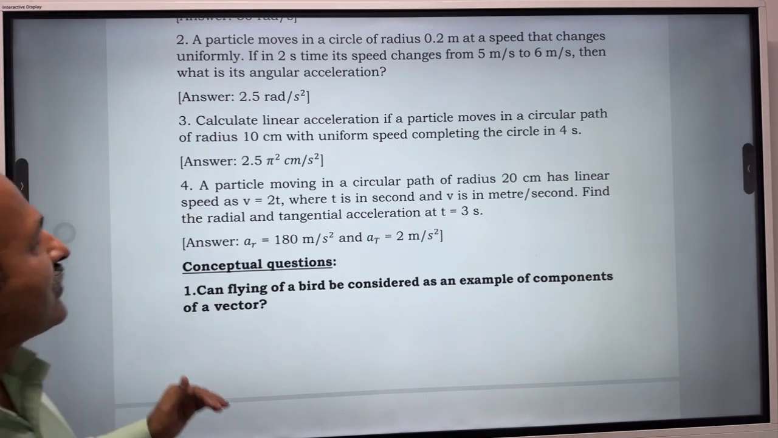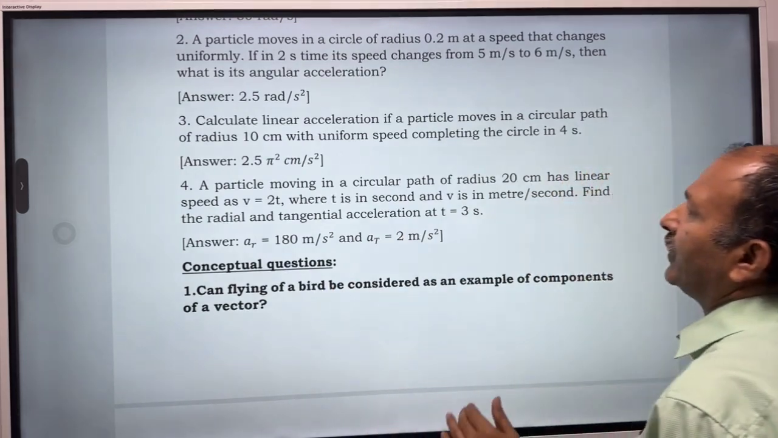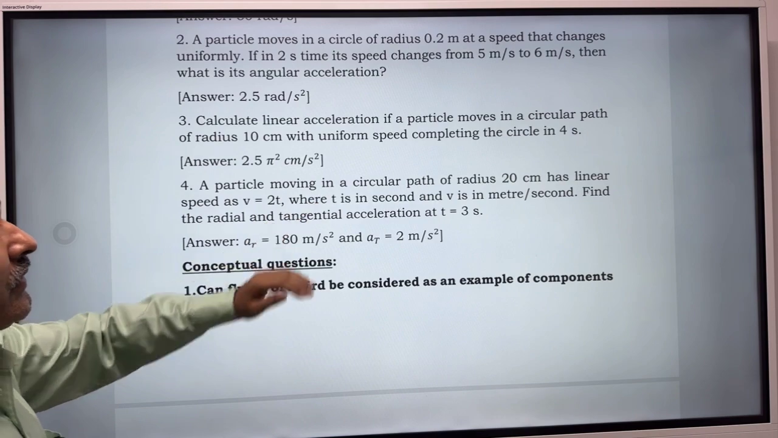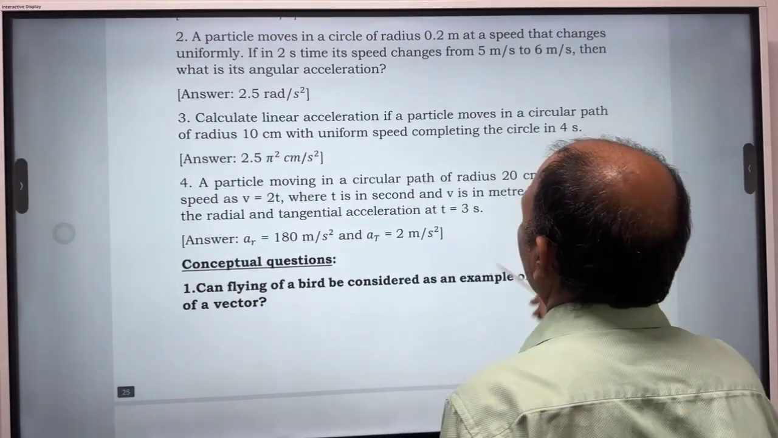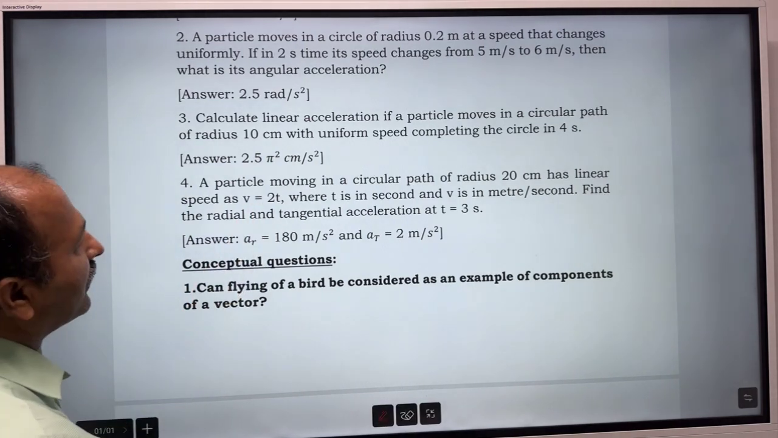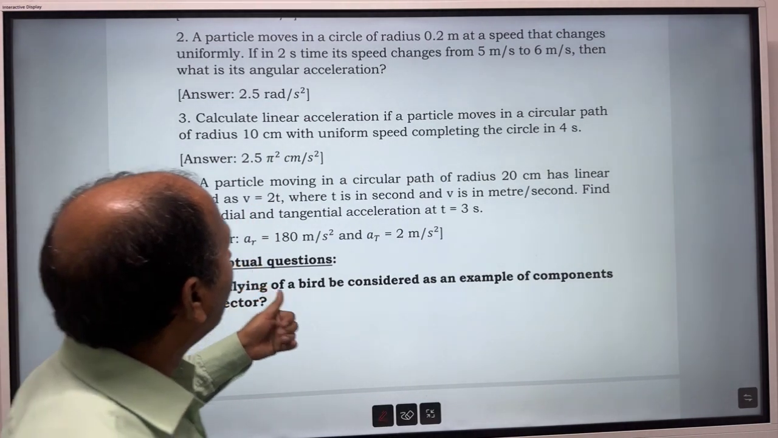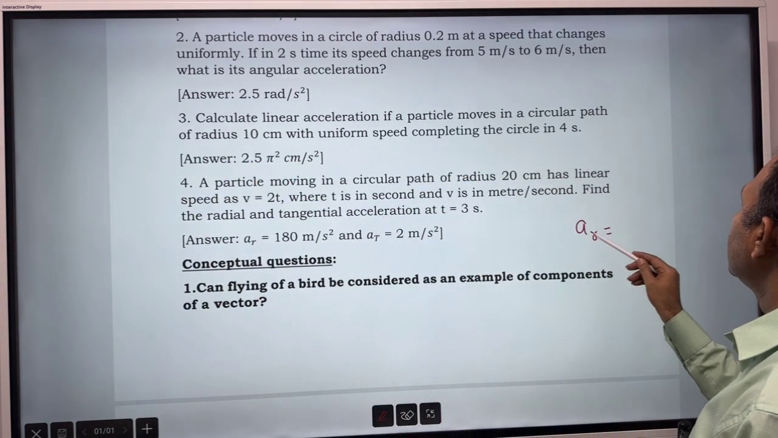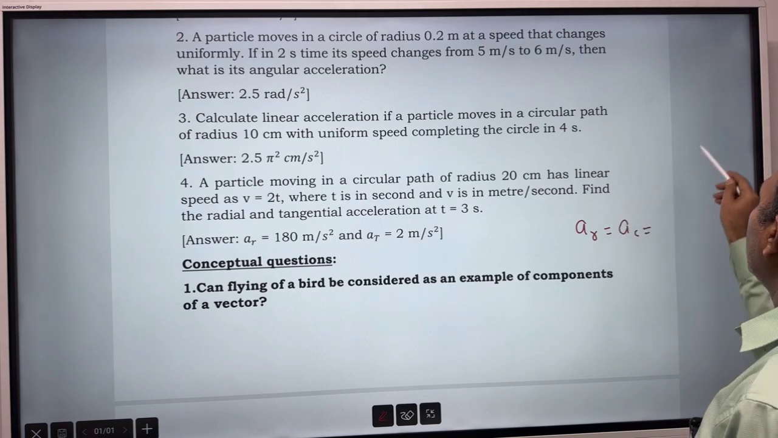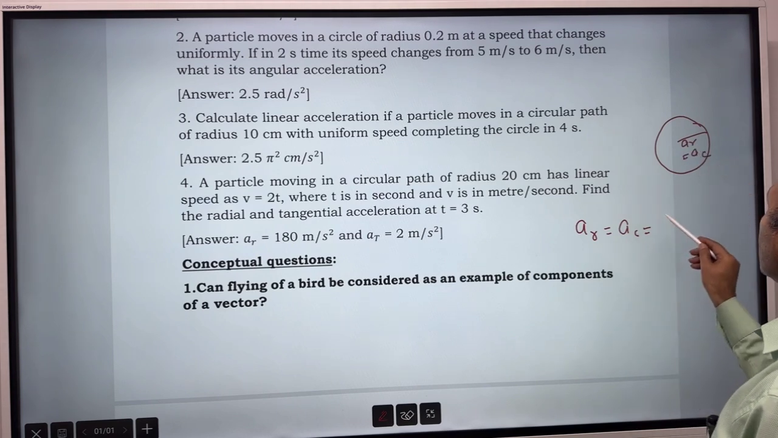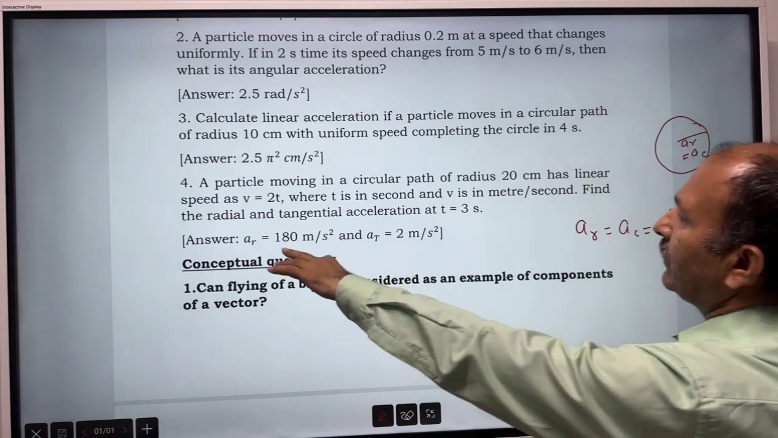Now, consider next question. Question is simple. A particle moving in a circular path of radius 20 centimeter. So here R is given in our question, V is given, and you have to find out AR and AT. Do you remember what is AR? AR means centripetal acceleration, that is AC. Radial towards center is radial. So this is AR or AC. So it is V square upon R. So you can easily evaluate from here.